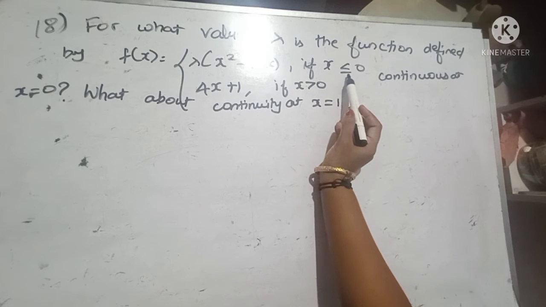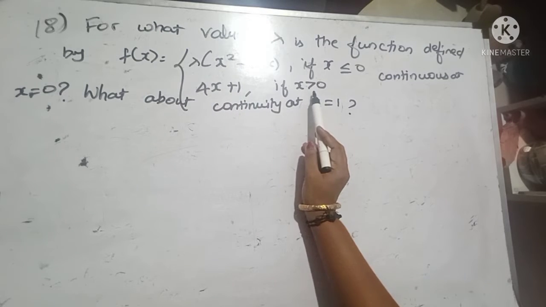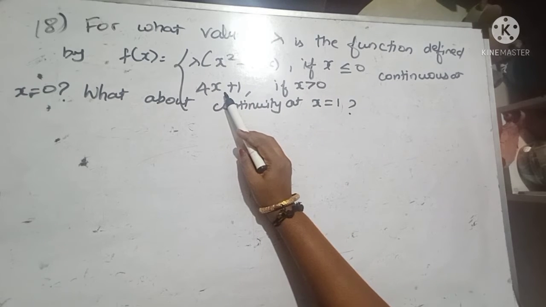You just consider this f of x. For x less than or equal to 0, the function is lambda x squared minus 2x. For x greater than 0, the function will be 4x plus 1.